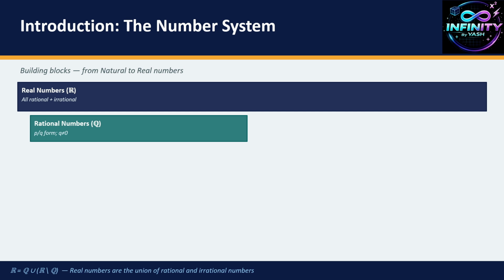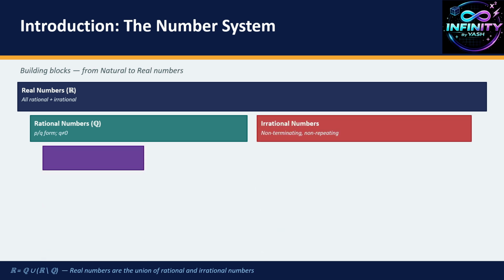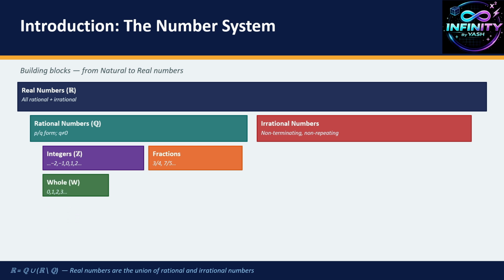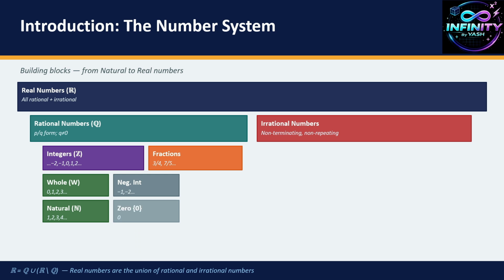Mathematicians divided numbers into different categories. The first category is rational numbers, and another category is irrational numbers. A rational number is again categorized as integers and fractions. Integers are again categorized as whole numbers and negative integers. Whole numbers are again categorized as natural numbers and zero. Let's understand one by one.